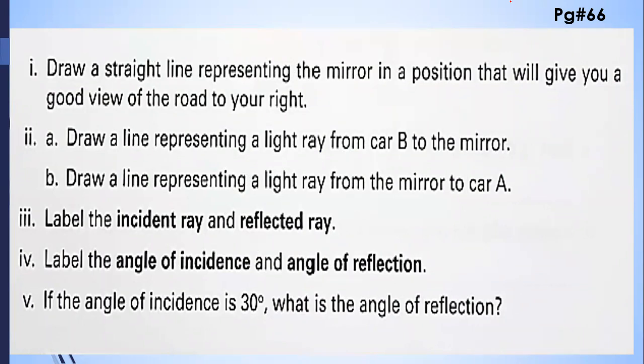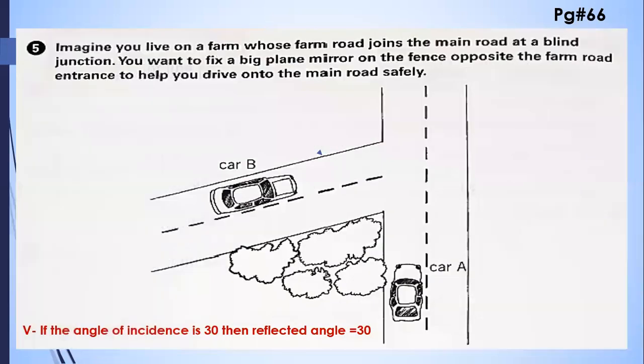The fourth part is label the angle of incidence and angle of reflection. The next one is if the angle of incidence is 30 degrees, what is the angle of reflection? So we will give these answers by using the diagram. This is the diagram. We will use this diagram.